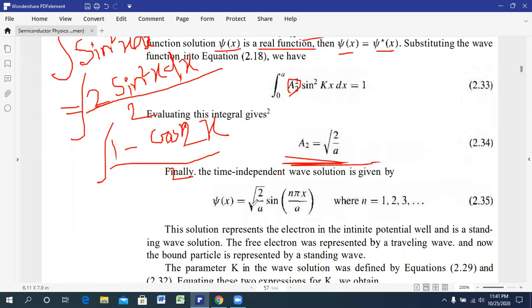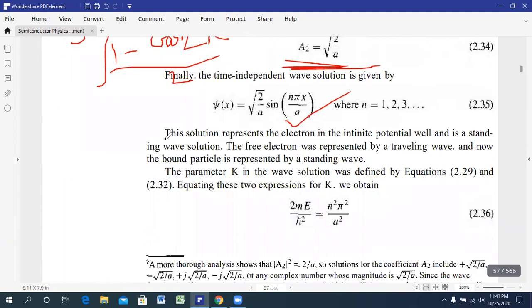So finally the time independent solution psi of x should be root over 2 by a sin n pi x divided by a. Now look, this solution represents the electron in the infinite potential well, and that is a standing wave solution, not a traveling wave solution. A traveling wave solution means it will move in both directions with respect to time.